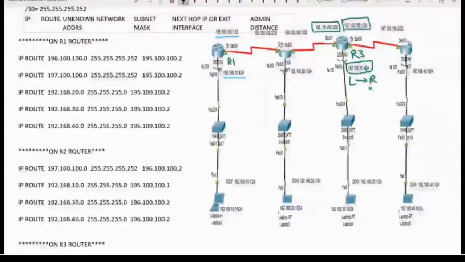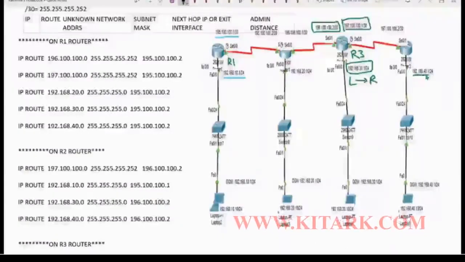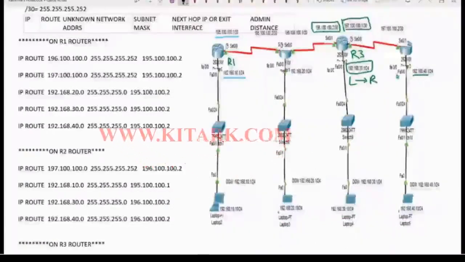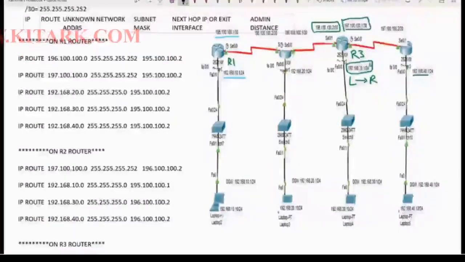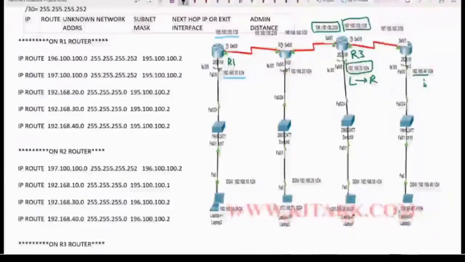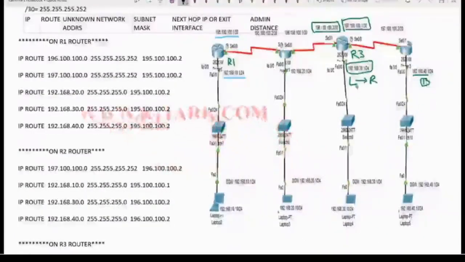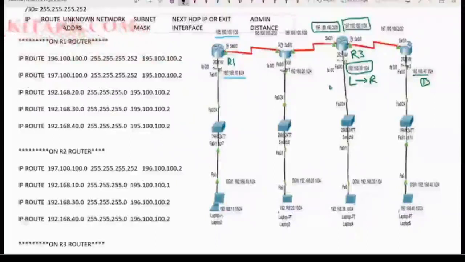Okay. So next, move from left to right. On the right side you have router R4. There, the 192.168.40. network is an unknown network for router R3. So you need to specify how to reach that 40. network on router R3. Then only it will understand how to reach the 40. network when traffic comes to that interface.